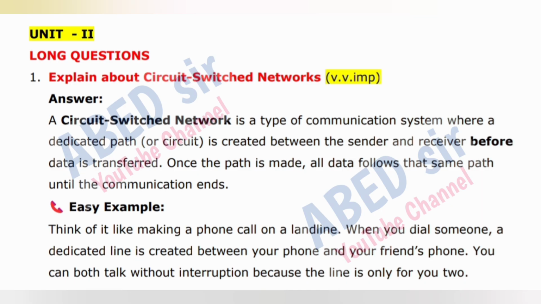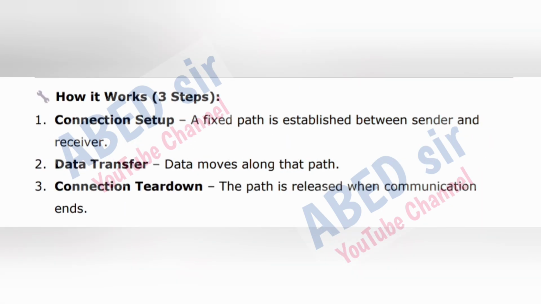When you dial someone, a dedicated line is created between your phone and your friend's phone. You can both talk without interruption because the line is only for you two. How it works? 3 steps. 1. Connection setup. A fixed path is established between sender and receiver. 2. Data transfer. Data moves along that path. 3. Connection teardown. The path is released when communication ends.